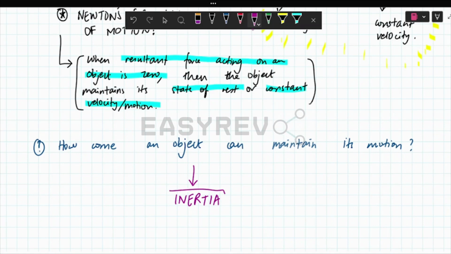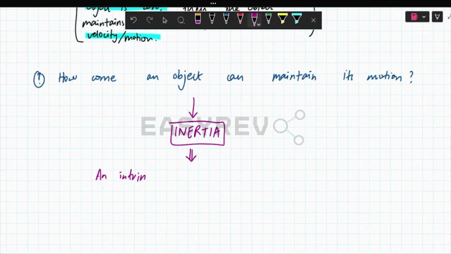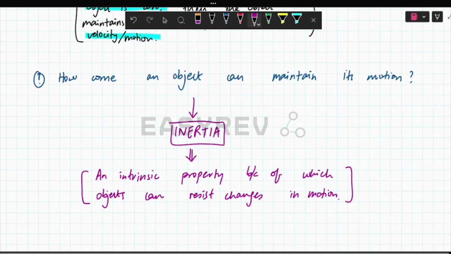So let me first define what inertia is before I explain what it means physically. Inertia can be defined as an intrinsic property, meaning a built-in property, because of which objects can resist changes in motion. So this is the one physical property because of which any object, once moving or once stationary, keeps that motion indefinitely, especially when there is no resultant force acting on the object.